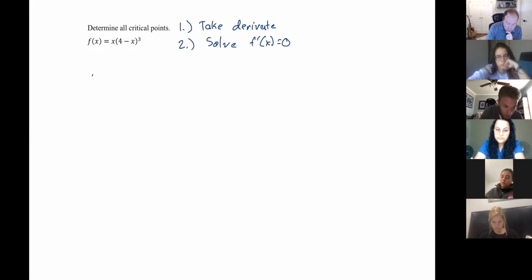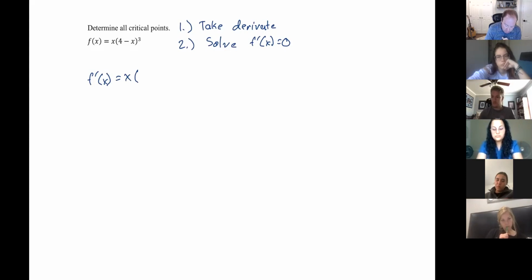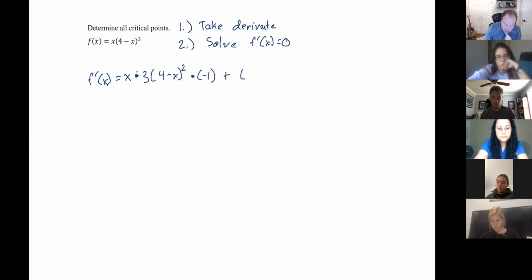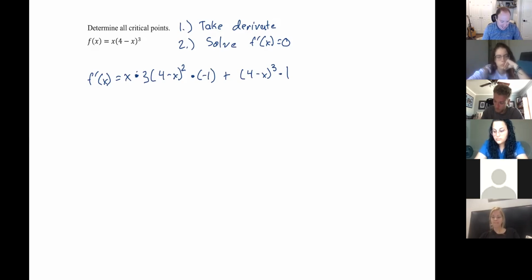All right. So f prime of x, we're going to need the product rule here and the chain rule. So it would be first times the derivative of the second. The second is a chain rule, so it's 3 times 4 minus x squared times the derivative of the inside, plus the second, so 4 minus x to the third, times the derivative of the first. Any questions on the derivative? Looks pretty nasty, but let's go ahead and clean it up.